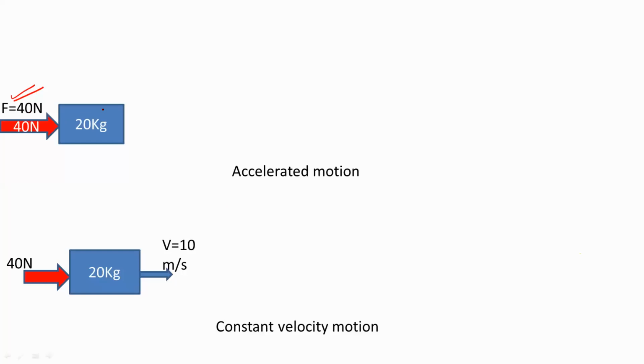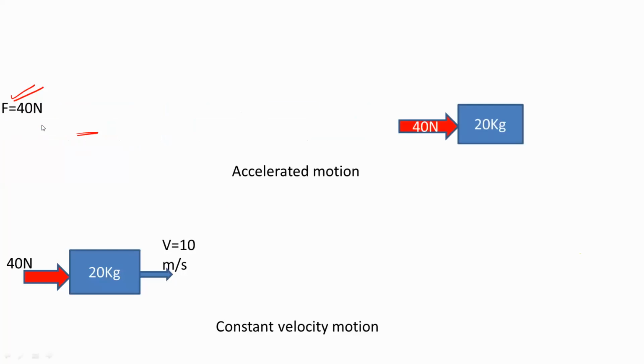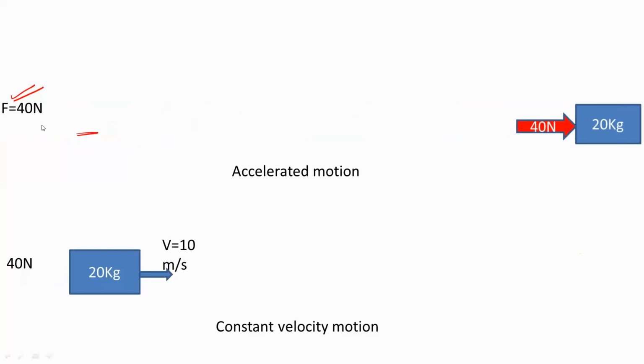It is acting on one object having the weight or mass 20 kg. And this force will be acting continuously on that object throughout its motion. And as long as the force of 40 Newton acts on the object, that object will have the acceleration. So this is called accelerated motion. Now the second example, this is the motion with constant velocity.